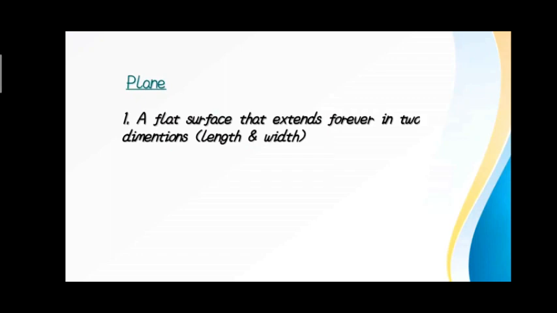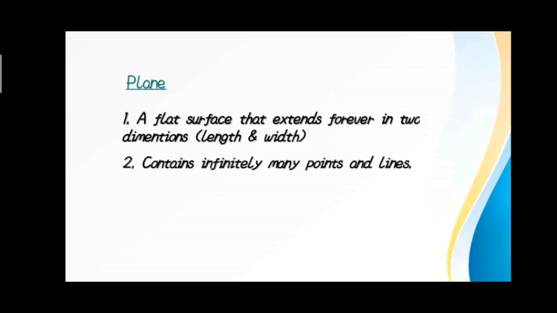And the third undefined term is a plane. Now what is a plane? It is a flat surface that extends forever in two dimensions, length and width. A line was one-dimensional, but the surface of a plane is two-dimensional, meaning it can extend in length and width. Second, it contains infinitely many points and lines.